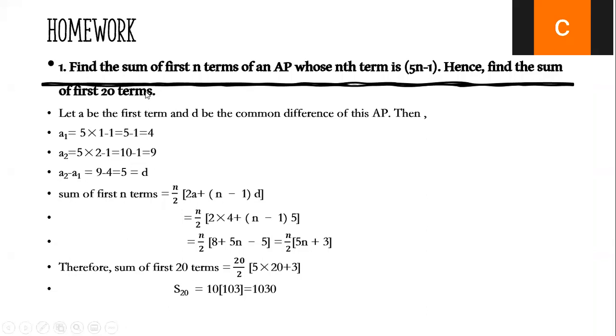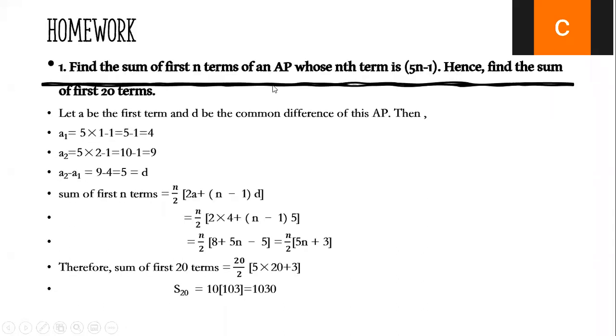Two questions are there. First one, find the sum of first n terms of an AP. Take n value 1, 2 and 3. Check the common difference whether you are getting same or not. We are getting common difference same. Am I clear, children? Yes, ma'am. Then after that, second question is, hence find the sum of first 20 terms. N value 20. Apply that and find the value. Any doubt in first question, children? No, ma'am.